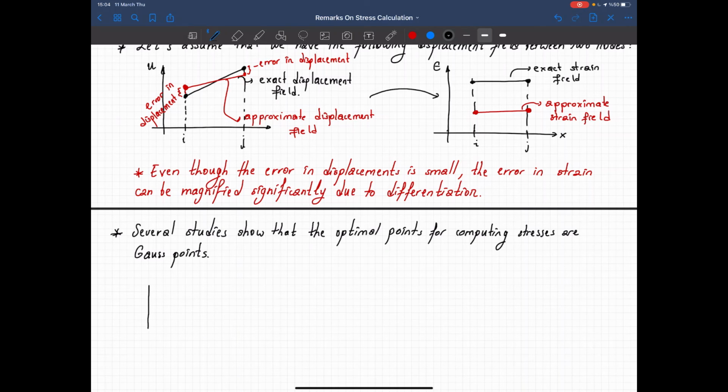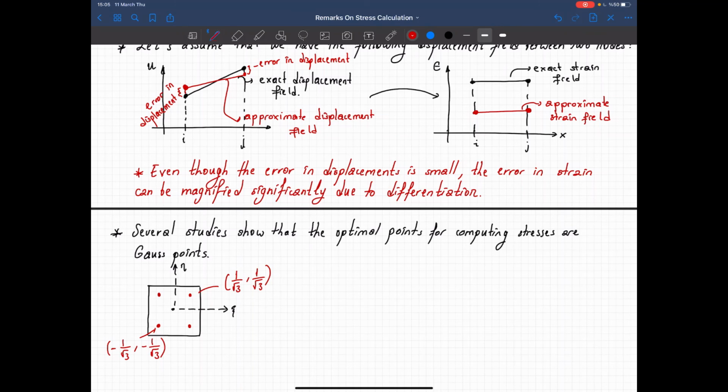So if we take our element in the natural coordinate system, so that's psi, that's nu, and if you think about it, we are doing integration at these points. If we use 2-point integration, so this one is 1 over root 3, 1 over root 3. This one is minus 1 over root 3 and minus 1 over root 3, and so on.